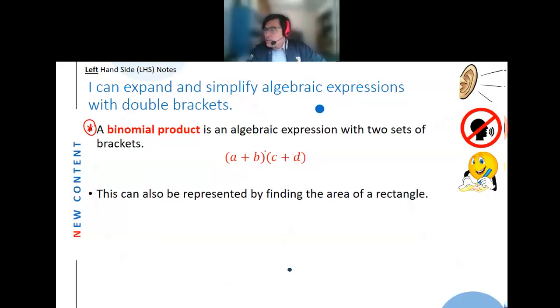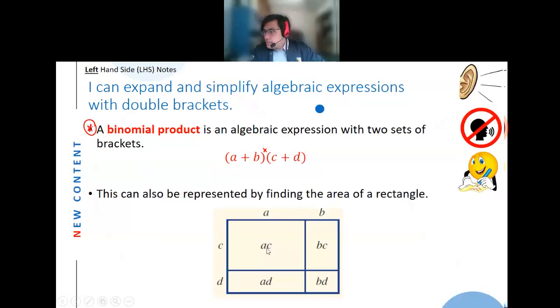Between the two brackets, again, there is a hidden multiplication sign. So what you can see here, a plus b brackets times c plus d brackets, is the area of a rectangle. If you think about it, here we've got the length a plus b, and then you've got c plus d. Then you just multiply, and that gives you the area of the rectangle.